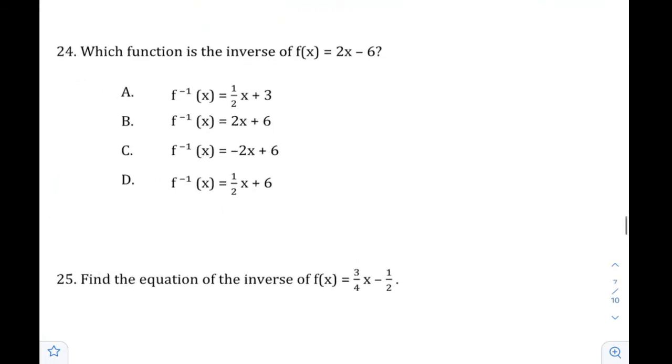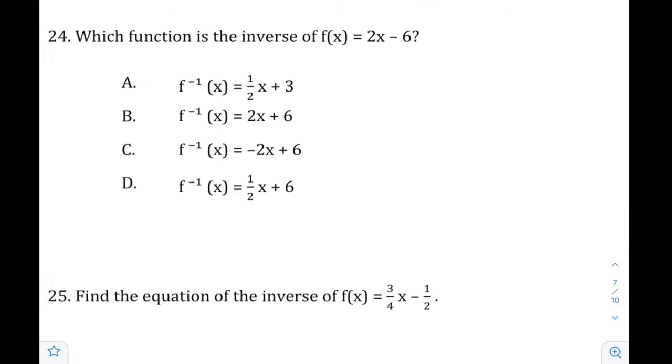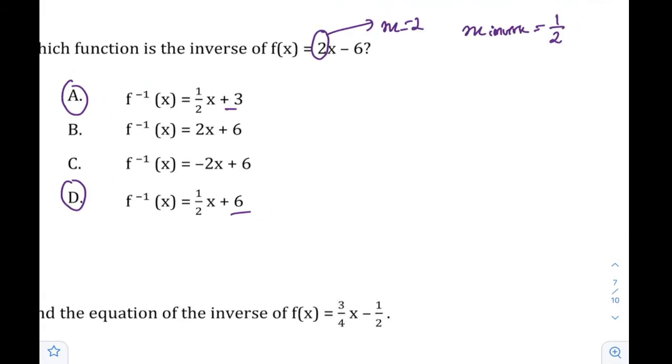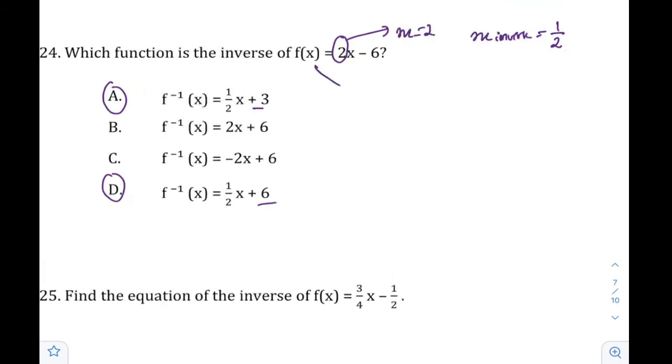Which function is the inverse of f of x equals 2x minus 6? Now, everyone knows that the slope of the function here is 2. So the slope of the inverse is 1 over 2. That means 1 over 2 is the slope only available in A and D, as you see here. But the problem is that the y-intercept needs to be found. So what shall we do? We can say that y originally is 2x minus 6.